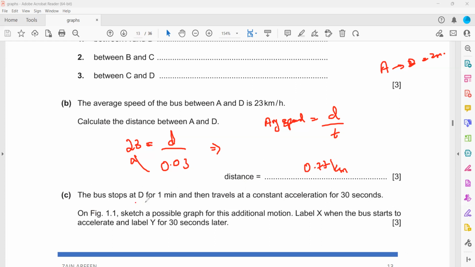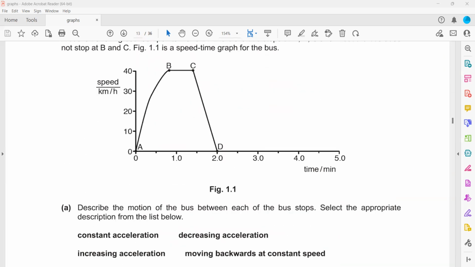Then, the bus stops at D for 1 minute and then travels at a constant acceleration for 30 seconds. On the figure, sketch the additional motion, and label X when the bus starts to accelerate and label Y 30 seconds later. So the bus stops at D for 1 minute. We have to show that the bus stops for 1 minute. Stopping for 1 minute means the speed should be 0. So it stopped for 1 minute.